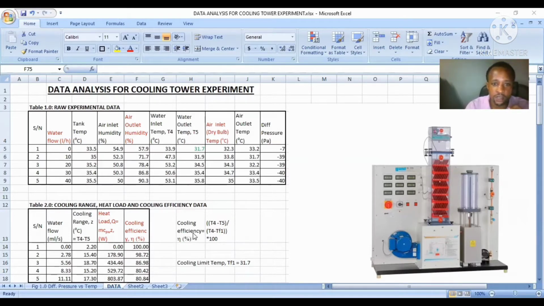The cooling efficiency is calculated with this formula, and our CF1, which is the cooling limit temperature, was taken at 31.7 degrees centigrade. From here, your value might be different depending on what you have during the experiment.